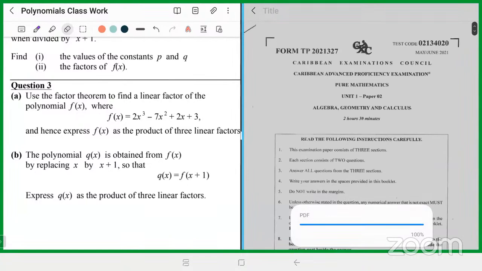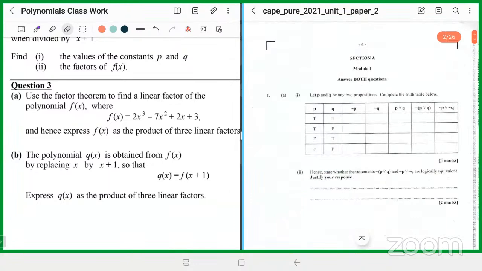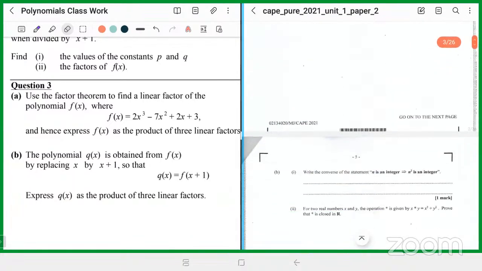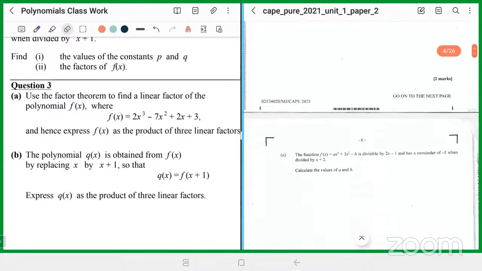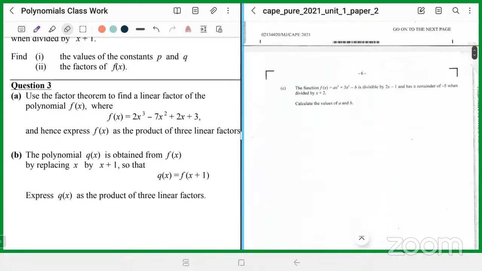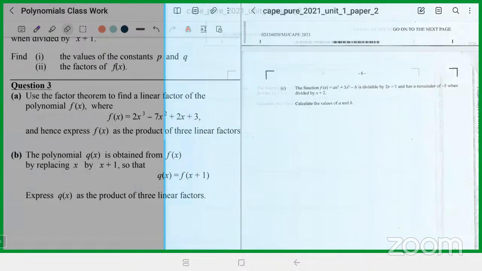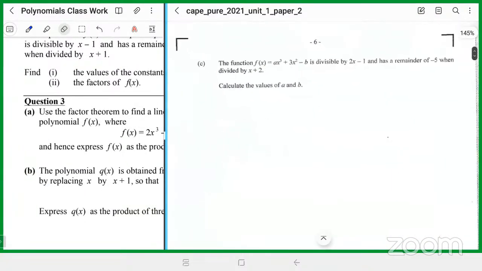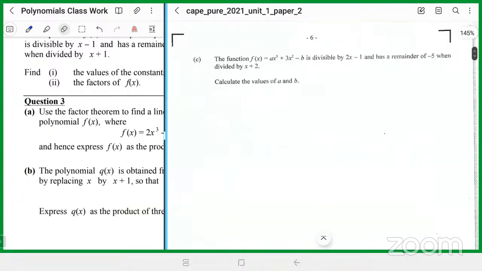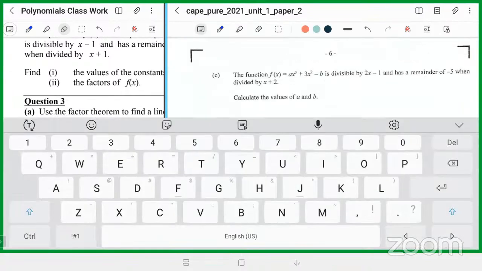Let's look for the polynomial on 2021. There you go, there's a typical question. Did we do this one? I don't even know. They all look alike, so maybe we did it, maybe we didn't. But you see, it's the same thing. I think we did this one because we said in the class, yeah, I remember doing this one.